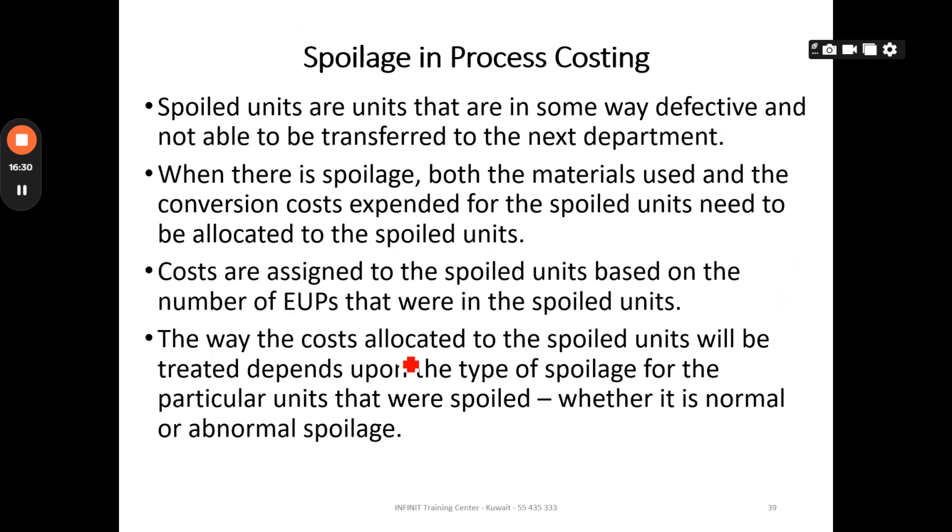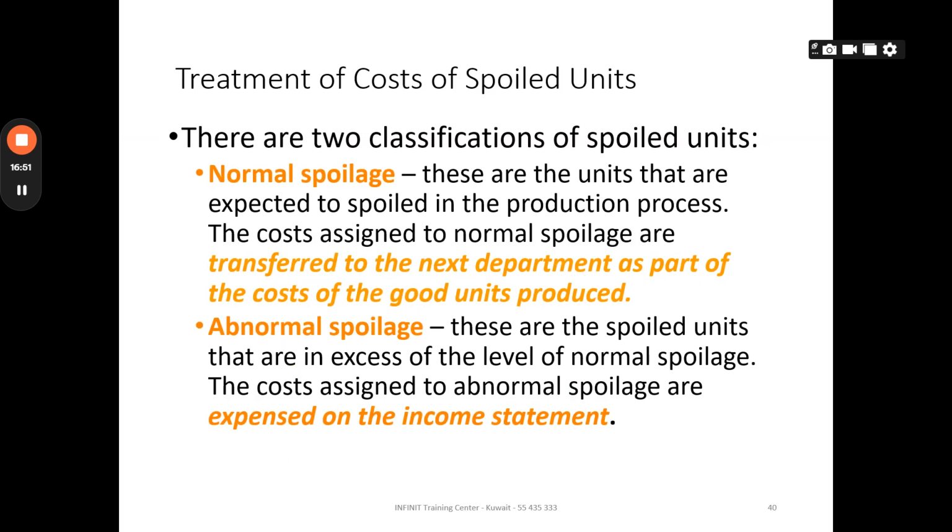The way the cost allocated to spoiled units will be treated depends upon the type of spoilage. There are two types of spoilage: one is normal spoilage, the other is abnormal spoilage. So whatever type of spoilage you have, the accounting treatment is going to be based on that. There are two classifications of spoiled units: normal spoilage and abnormal spoilage. Normal spoilage refers to the units that are expected to be spoiled in the production process. So you are expecting this is going to happen.